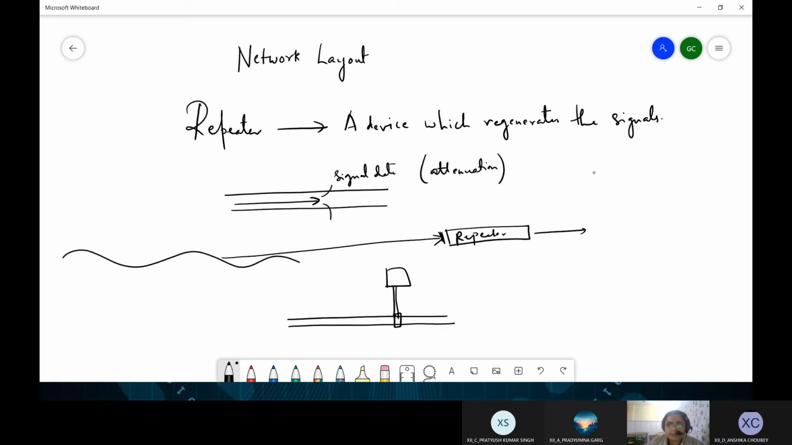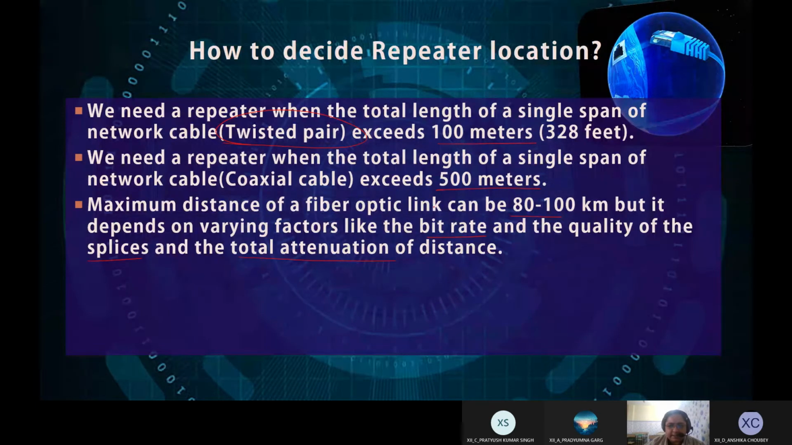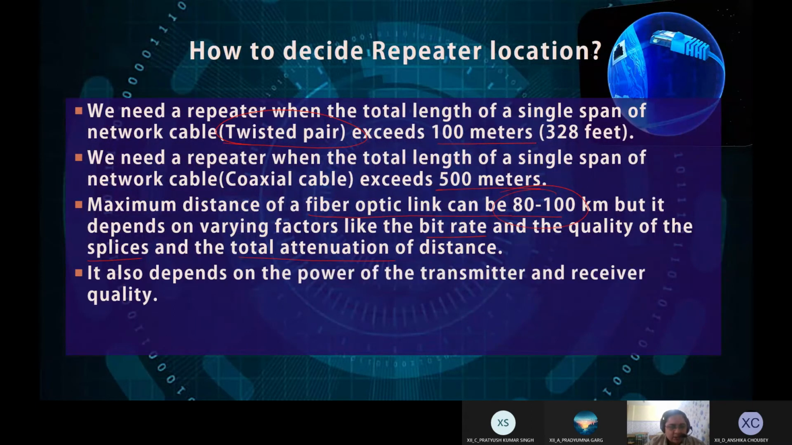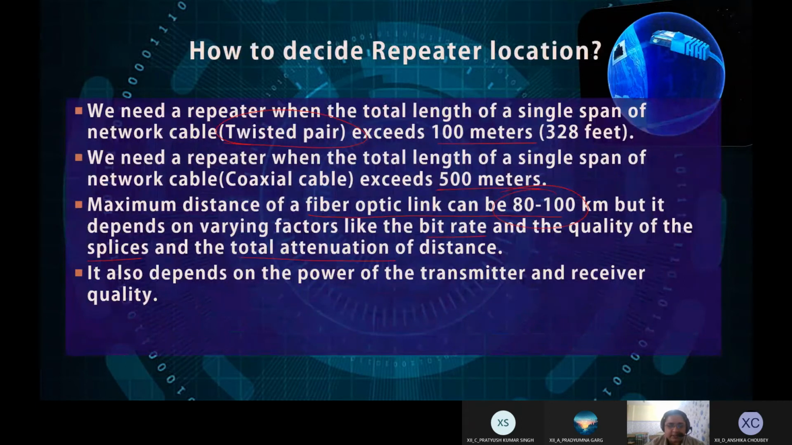Like I said before, attenuation cannot be eliminated totally. It will be there. It can be negligible, it can be little, it can be higher, but it cannot be zero. So you just have to remember that one segment of fiber optic cable can be 80 to 100 kilometers. It also depends on the power of the transmitter and receiver quality. So I hope you have written these 3 points, because we will be needing these 3 points in the subsequent questions.